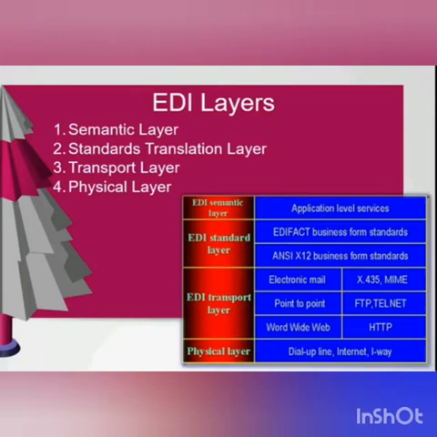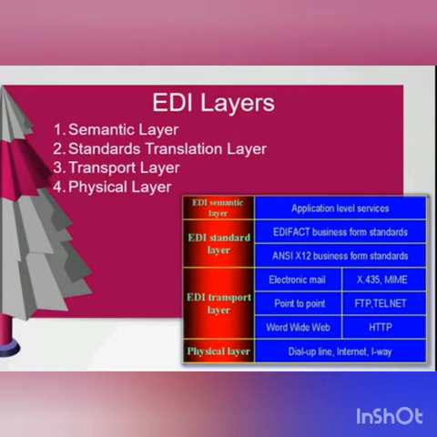And then the next layer is the standards translation layer. We learned earlier that there are two famous standards of EDI format. One is EDIFACT and the other one is ANSI X12. So, companies can use either EDIFACT or ANSI X12. Although EDIFACT is mostly used, there are a few companies that still use the ANSI X12 standard. So, you have to decide for your company which standard to use.